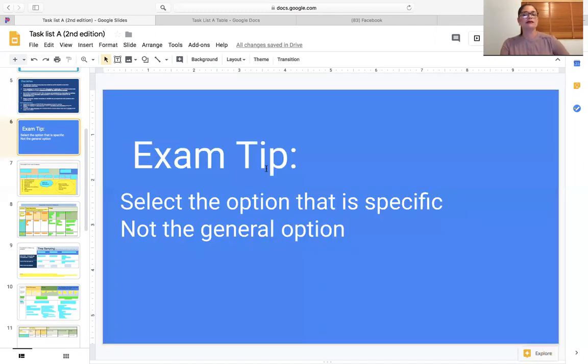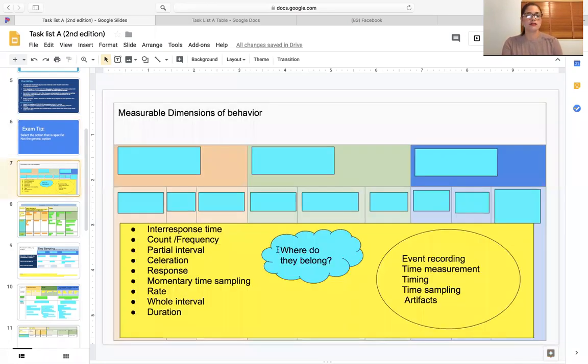So guys, the test tip that I'm gonna give you is one that you already know probably, but one that you need to remember, especially when you tackle a question on measurement: select the option that is specific and not the general one. And I'm gonna show you why now, because as you can see, I put it here in a table.